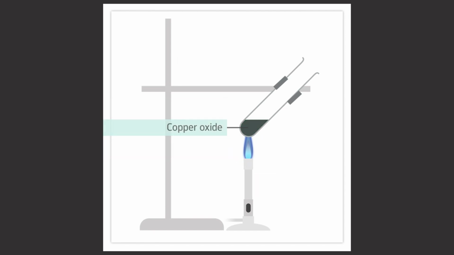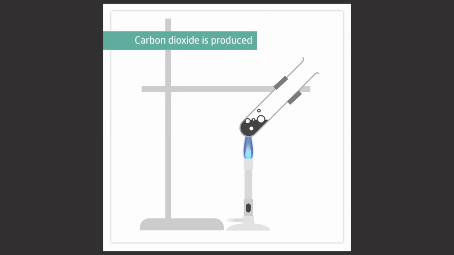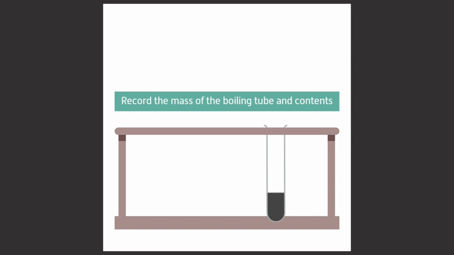You will see the green copper carbonate turn black as it decomposes into copper oxide. Because carbon dioxide is also produced, you will also see the powder bubbling. Make sure you point the end of the tube away from you or anybody else, as there is a risk of the contents of the tube shooting out. After 5 minutes of heating, place the tube in a test tube rack and allow it to cool. The final step is to record the mass of the boiling tube and the contents.